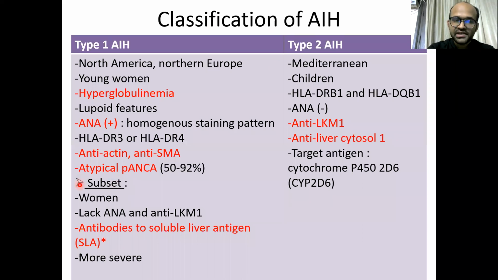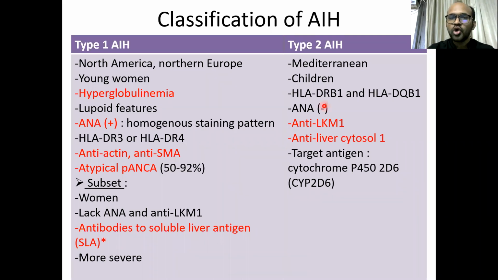We have a subset of type 1 autoimmune hepatitis in which patients lack ANA and anti-LKM1, but they have antibodies to soluble liver antigen. They are associated with poorer prognosis. Initially this subset of patients was categorized as type 3 autoimmune hepatitis, but now they are included in type 1 autoimmune hepatitis itself.